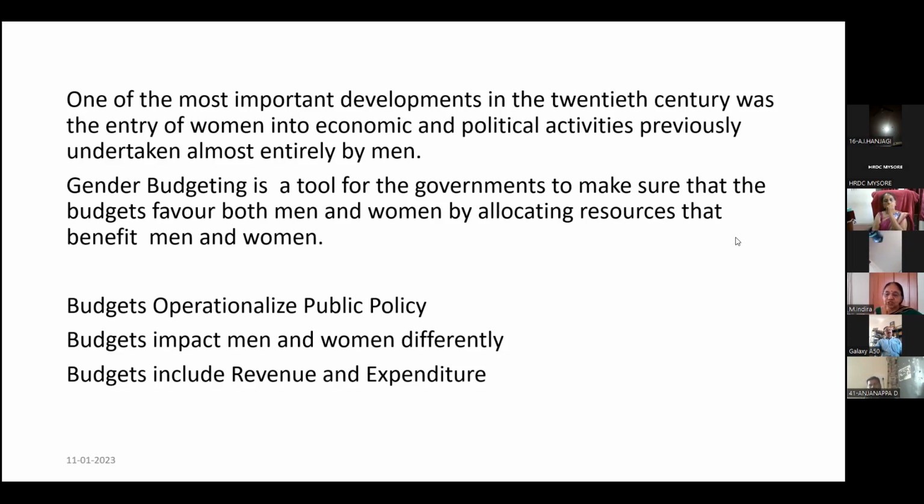So government policy is to attain gender equality. Fine. But how does it happen? Through some mechanism. Budgets operationalize, because according to our policy objective, we prepare the programs. They come into existence, they get operationalized only with allocations. So budgets operationalize public policy, and gender budgeting has come about based on these premises. First thing is budgets operationalize public policy. And the second one is budgets impact men and women differently. This is an important statement.